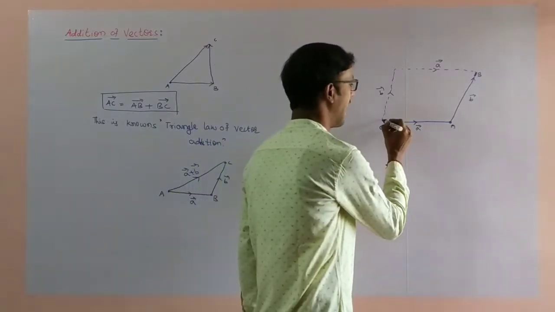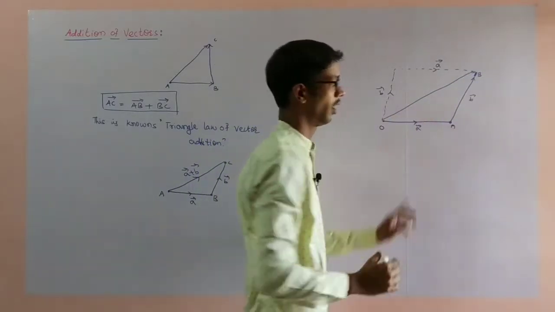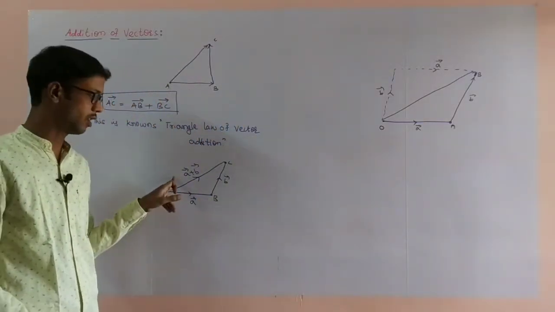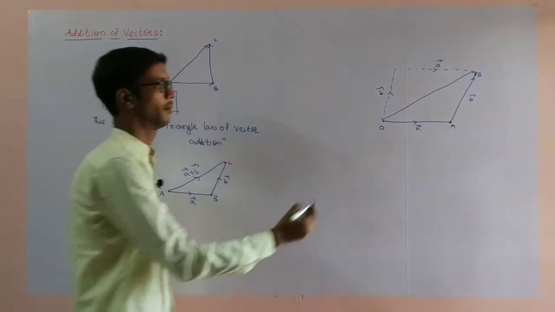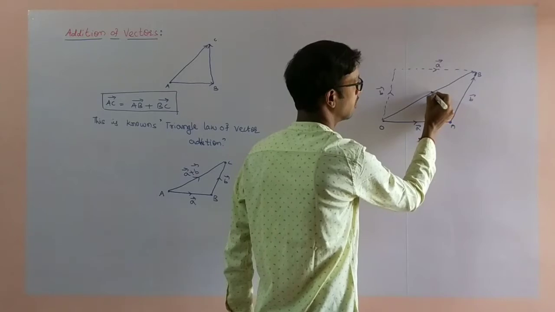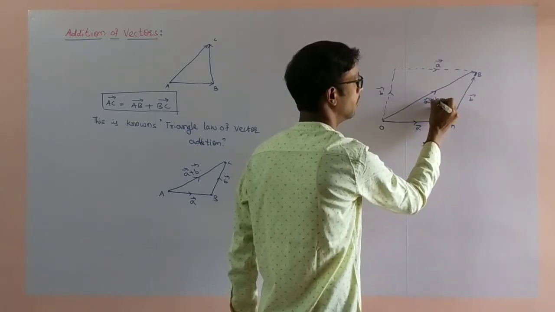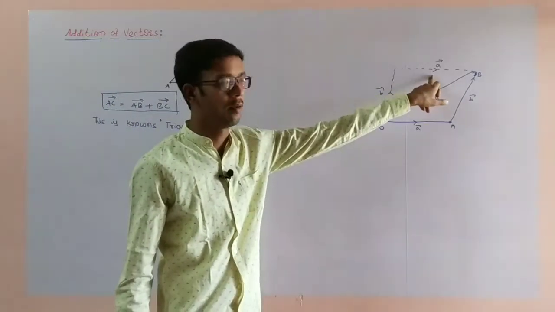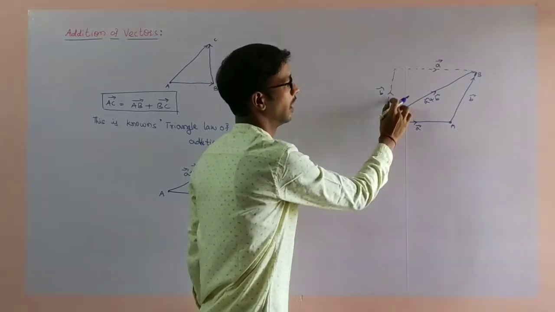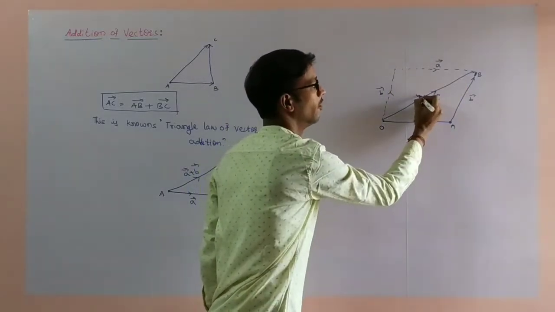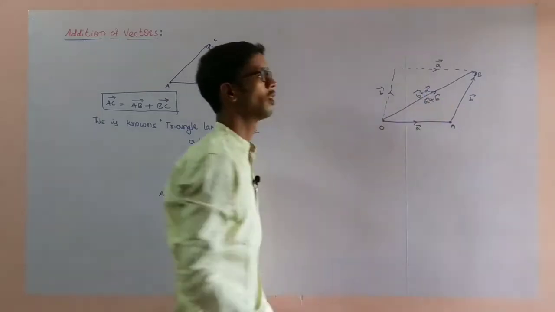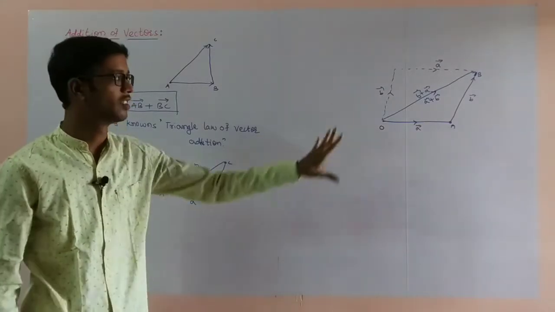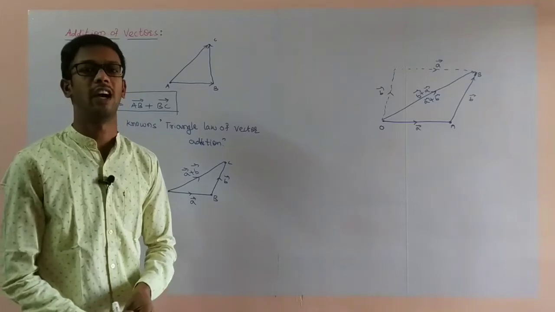Now the diagonal represents the sum. Similar to the triangle property, A bar plus B bar is nothing but the diagonal you will get here. Next, if you take the reverse, B bar and A bar, this value will be B bar plus A bar. So both are the same: A bar plus B bar and B bar plus A bar. This is the parallelogram law of vector addition.